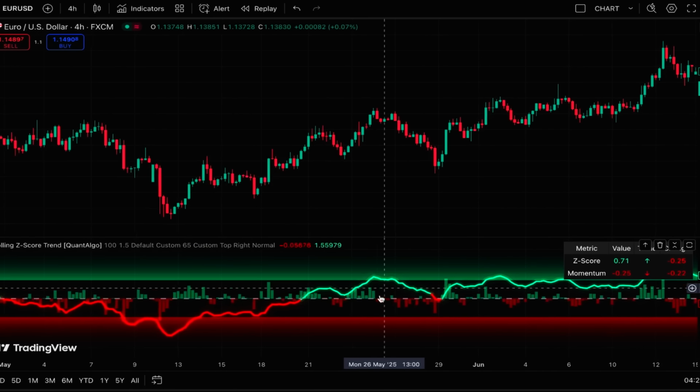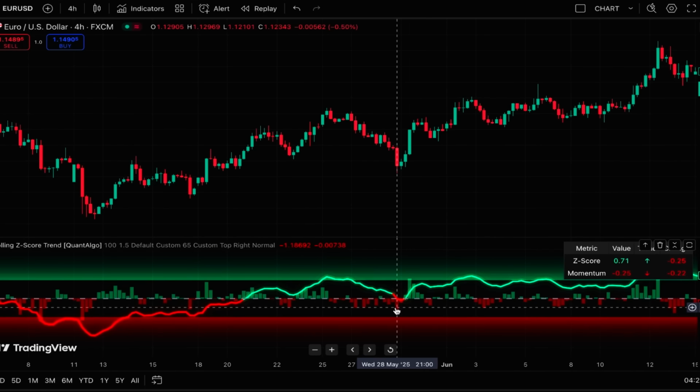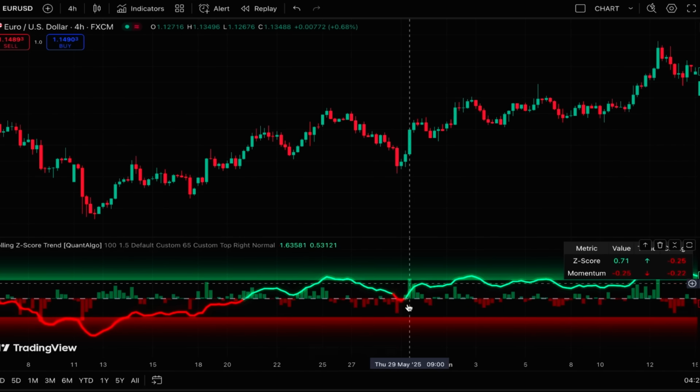Alright, we have another component here, which is this histogram at the middle of the indicator. This shows positive and negative momentum in a very short-term perspective. When we have green bars, it shows accelerating positive momentum and Z-score value, and when we have red bars, it shows accelerating negative momentum and Z-score values. The height of the bar is also a measure of strength for momentum changes between the bars.